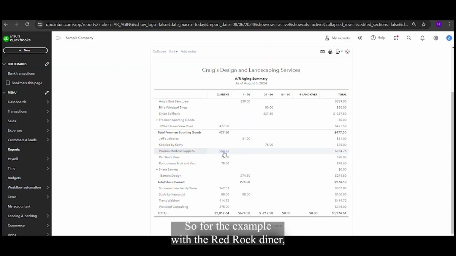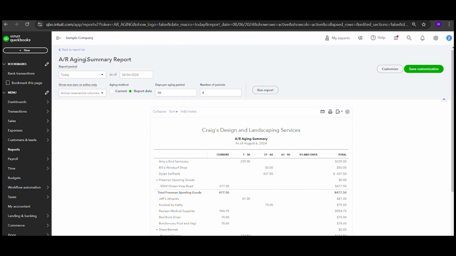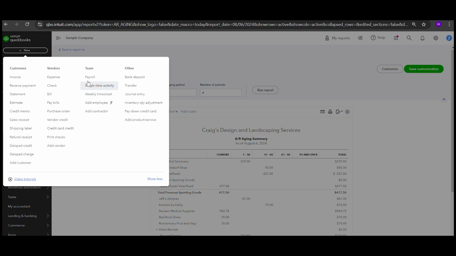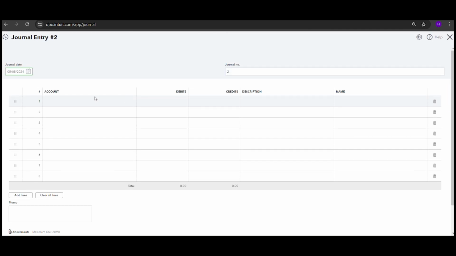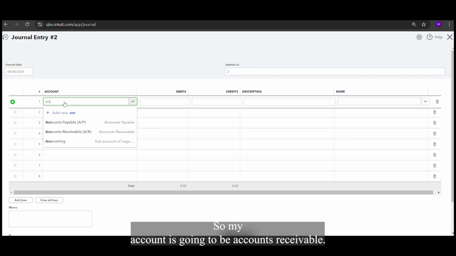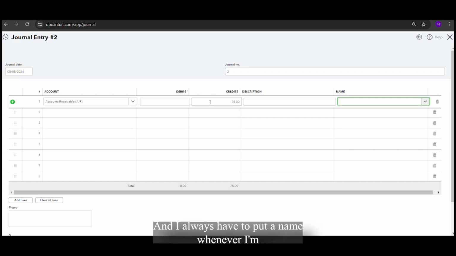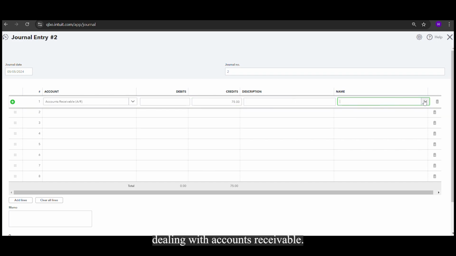So for the example with the Red Rock Diner, this is going to be an example where I know we got paid on it and I know it went through the bank account. I'm assuming that I had just accidentally classed that deposit straight to sales rather than receiving the payment on it. So in order to correct this account, we are going to make a journal entry. So my account is going to be accounts receivable, and I'm going to decrease this account, so we're going to credit it. And I always have to put a name whenever I'm dealing with accounts receivable.